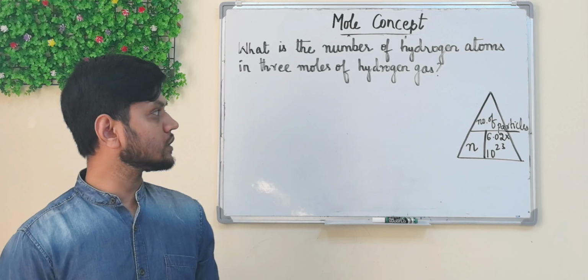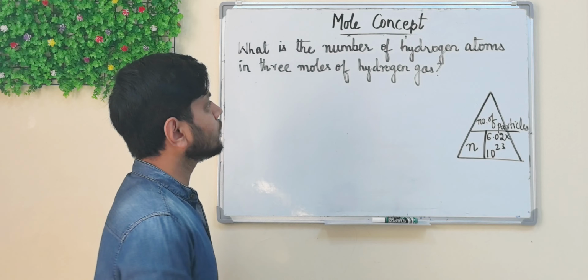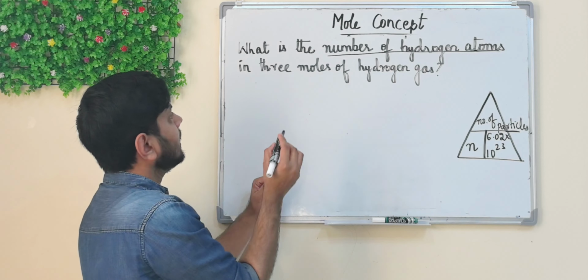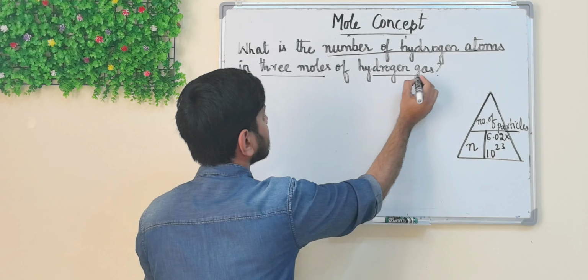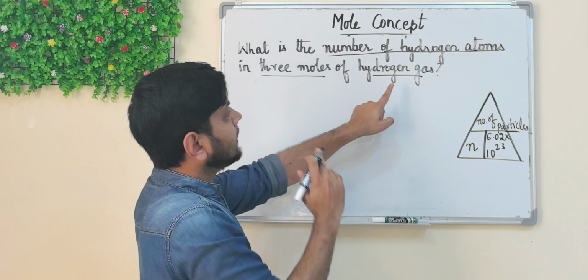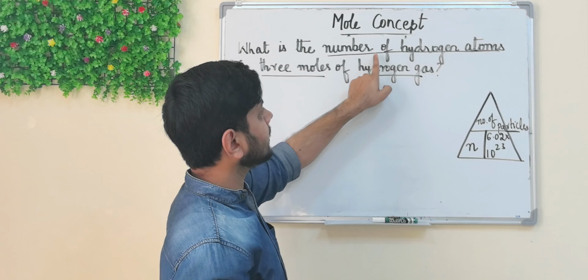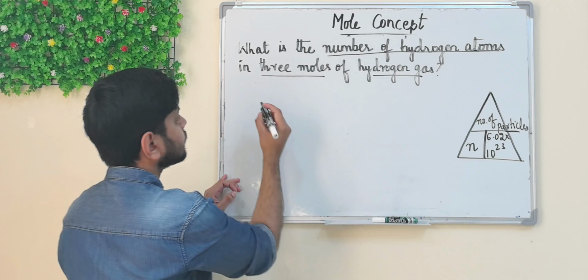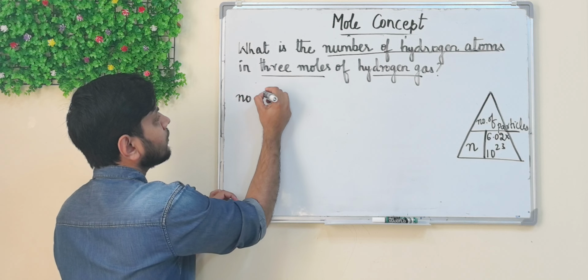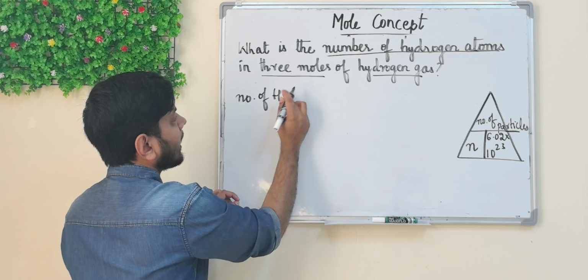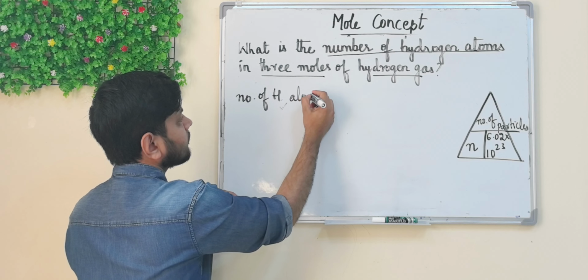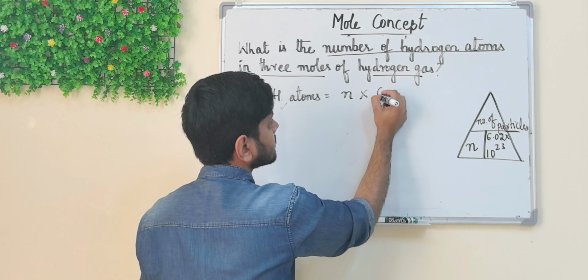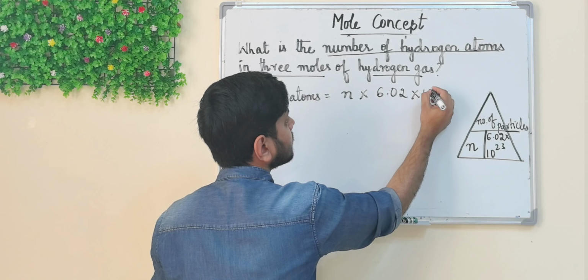Okay, so now I have one more question here. What is the number of hydrogen atoms in 3 moles of hydrogen gas? So they have given 3 moles of hydrogen gas, and we have to calculate the number of hydrogen atoms. So the formula which we are going to use is number of particles. So we change number of particles to number of hydrogen atoms. Number of hydrogen atoms equals moles times the Avogadro's constant, that is 6.02 into 10 to the power 23.